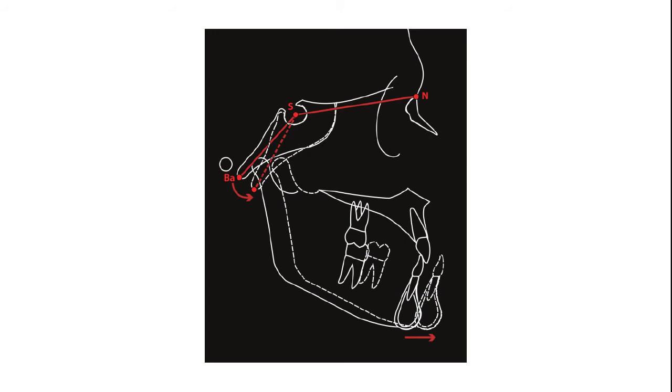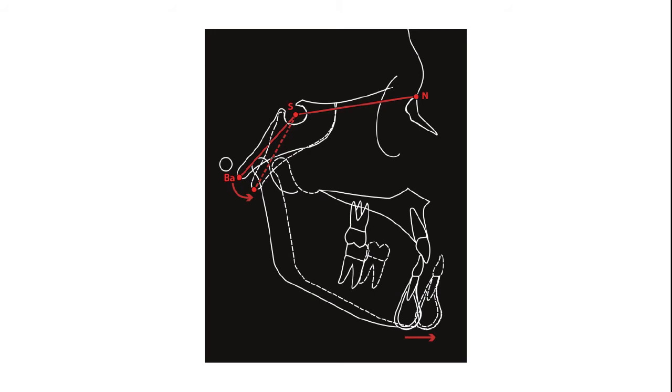Conversely, a reduced saddle angle indicates an anterior position of the glenoid fossa and mandibular condyle, thereby leading to mandibular prognathism, unless compensated by an increased gonial angle and reduced mandibular length.